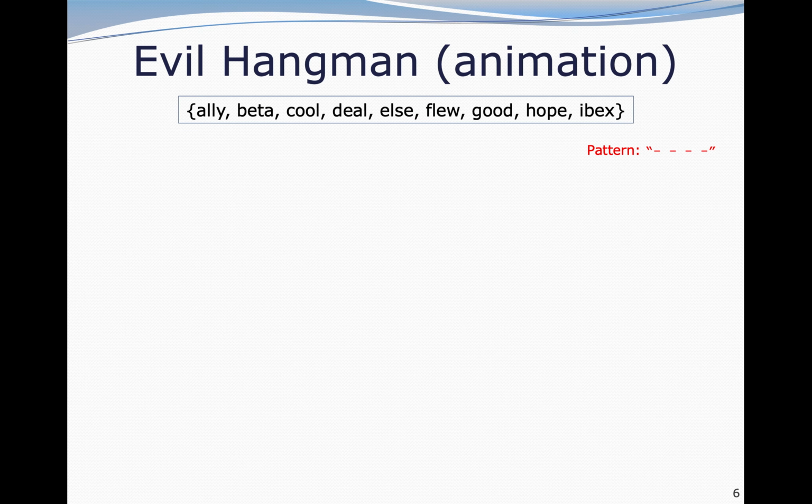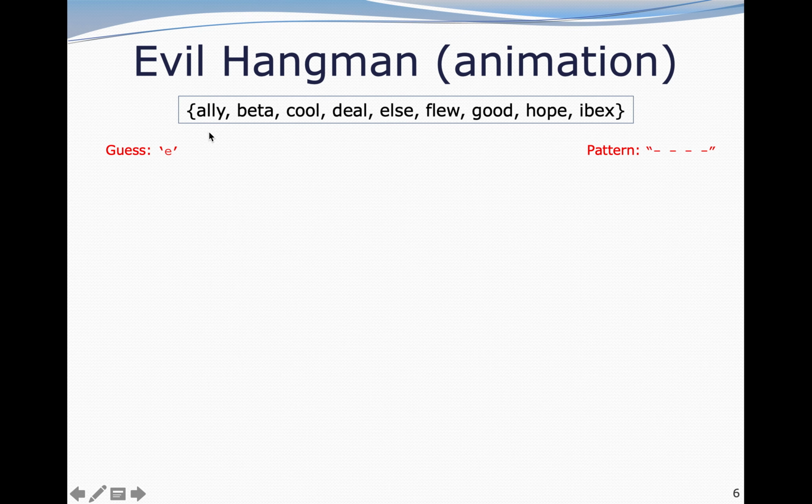So what happens when the client guesses a letter? Say the client guesses E. Well, Evil Hangman will go through and build up a map that associates patterns to words that have that pattern given the current guess. This may be a little confusing, so we'll walk through an example that'll detail this a little bit more.